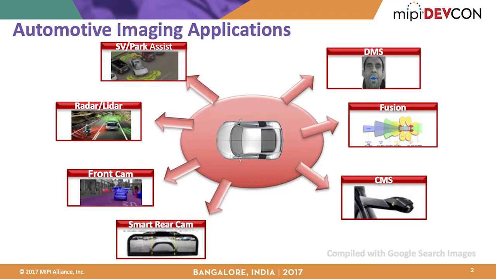But it doesn't only stop at showing an image. There's a lot of intelligence you can add to the camera for back-over prevention and object detection kind of applications. So that's basically one camera use case. You can advance that to a surround view. SV stands for surround view.